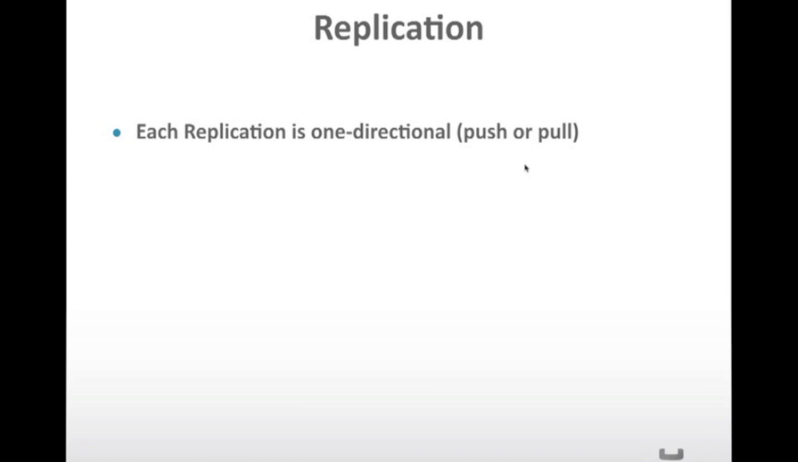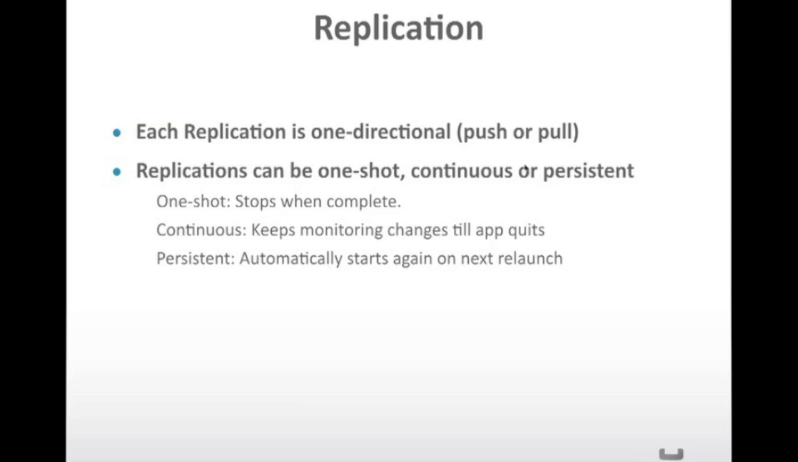So each replication is one-directional, as I said. There's three different possibilities. They can be one-shot, continuous, or persistent. The one-shot replication just runs, finds all the stuff that needs to get copied at that moment, copies it, and then stops. Continuous does that, but then it keeps on monitoring changes. It'll keep on running until the application quits or until you stop it explicitly. And a persistent replication will actually keep going beyond your app quitting.